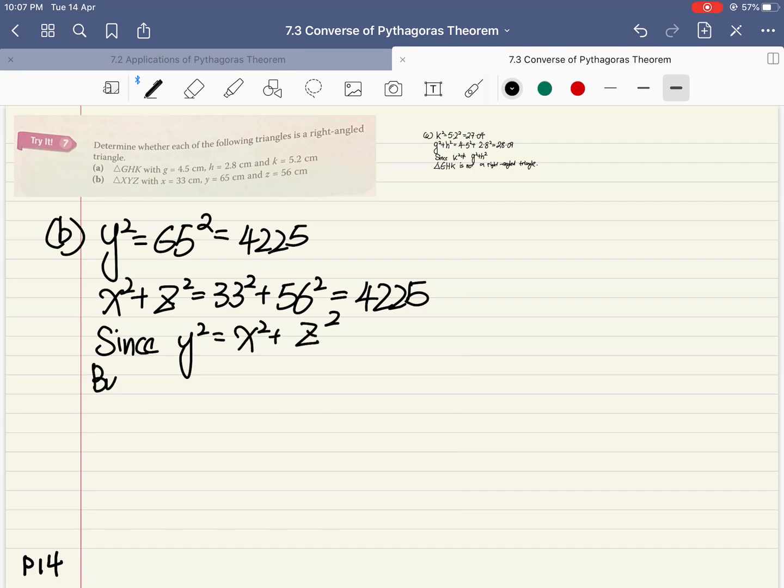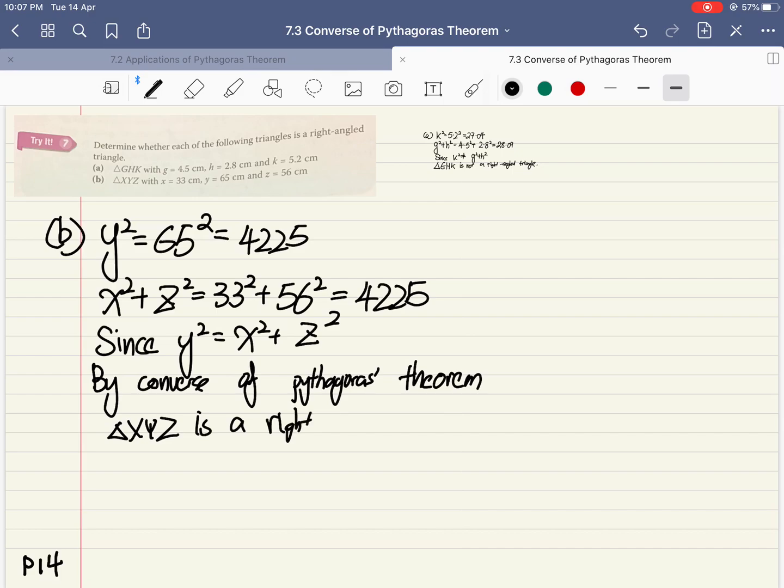Then I'll say, since y square is equal to x square plus z square, by the converse of Pythagoras theorem, you need to write this statement. By the converse of Pythagoras theorem, triangle XYZ is a right angled triangle.